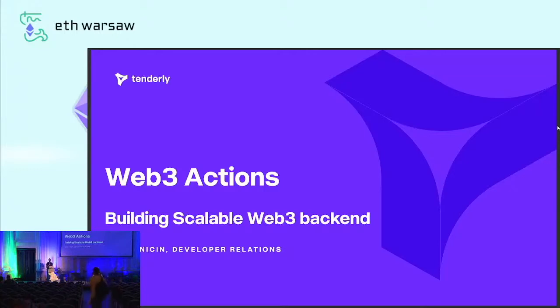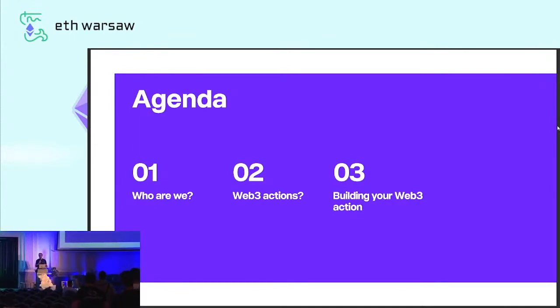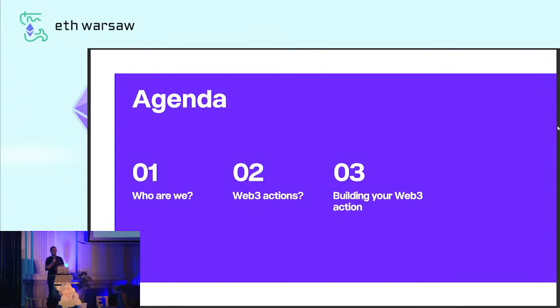In the next 20 minutes or so, we are going to talk about how to build a scalable Web3 backend for your dapps using something we call Web3 Actions. The talk is split up into 3 different parts. One is just to introduce you to Tenderly and what we do. Then we are going to switch gears and talk about what actually are Web3 Actions and how to use them, when to use them.